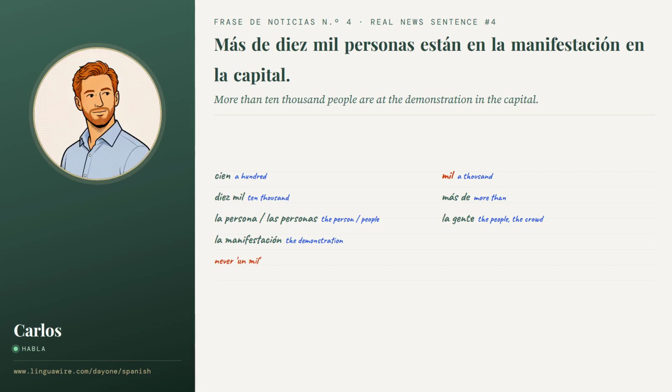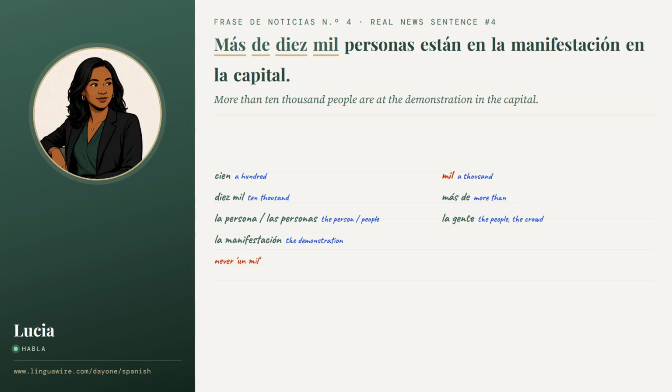And the news never gives you a bare number. It hedges. More than, más de. Más de 10,000. More than 10,000. That phrase is in every crowd story ever written. Más de 10,000.